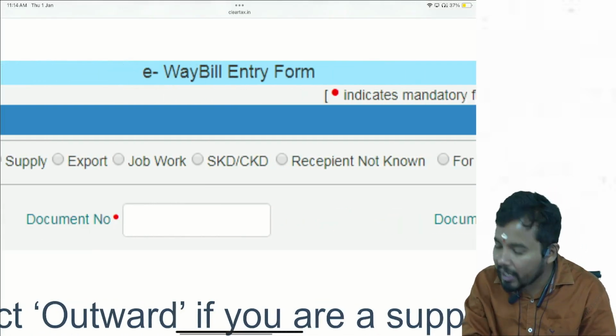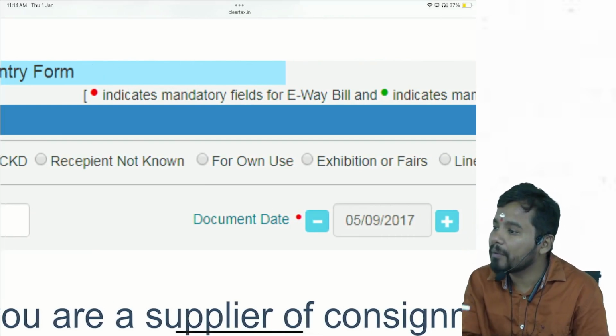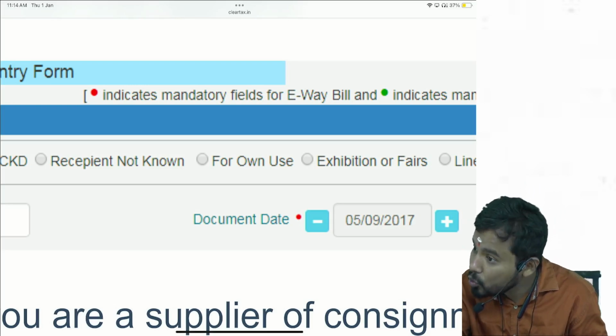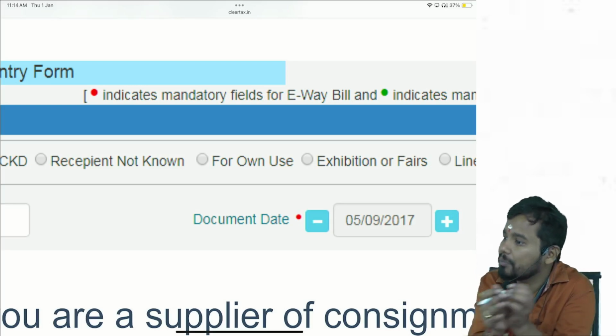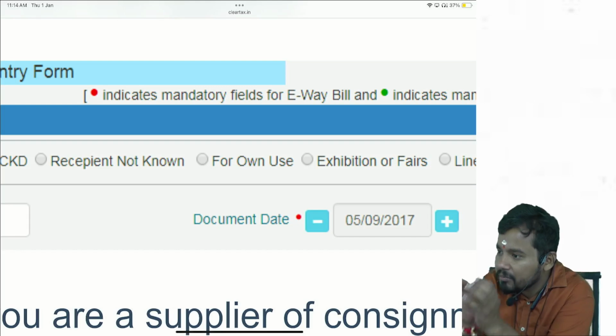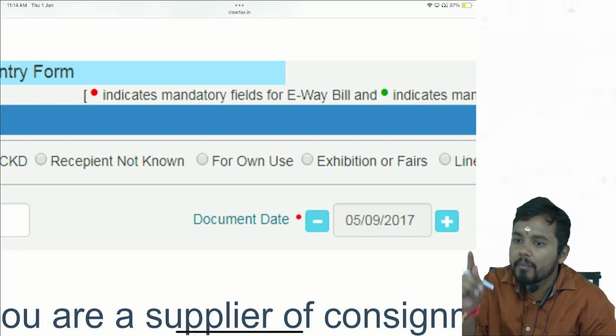Why would they have given all these things? Because the triggering point or the initiating point for e-way bill generation was movement of goods. Movement of goods means taking the goods from one place to another place. Sir, from this street I am taking it to the next street, sir. E-way bill required? Yes, required, because movement is there.